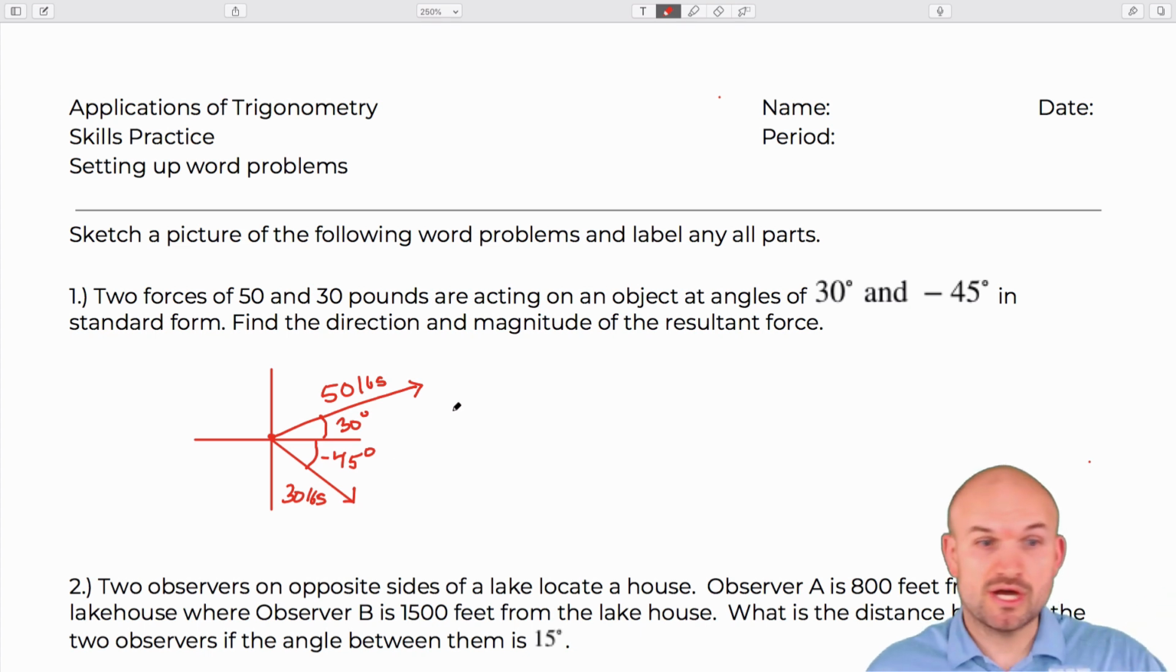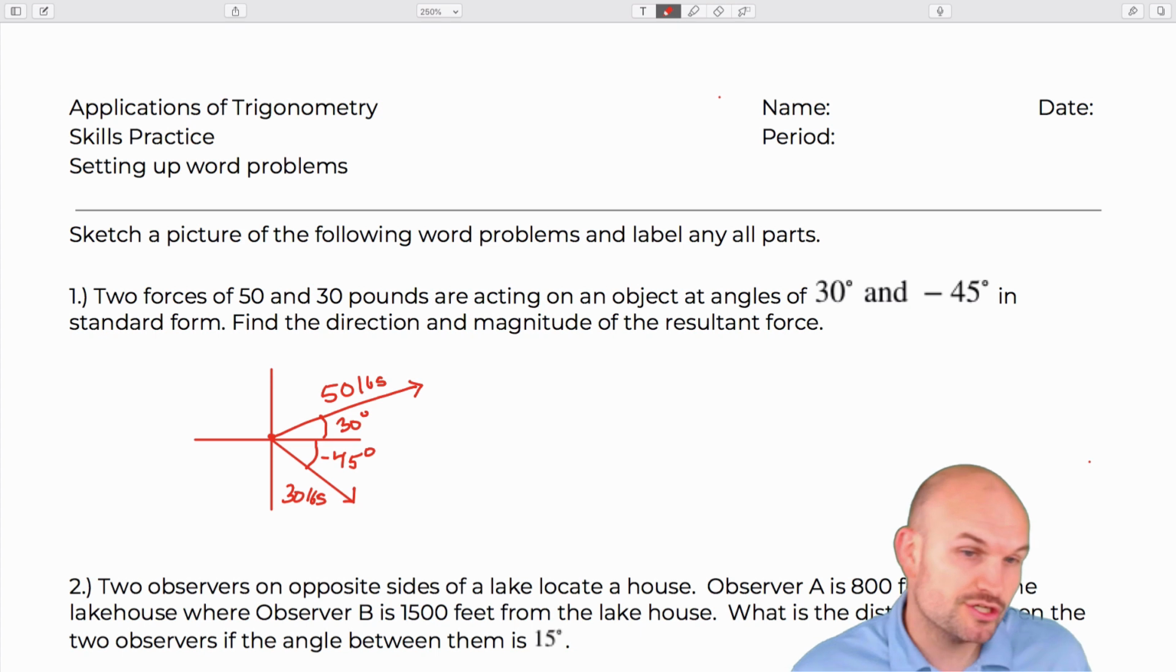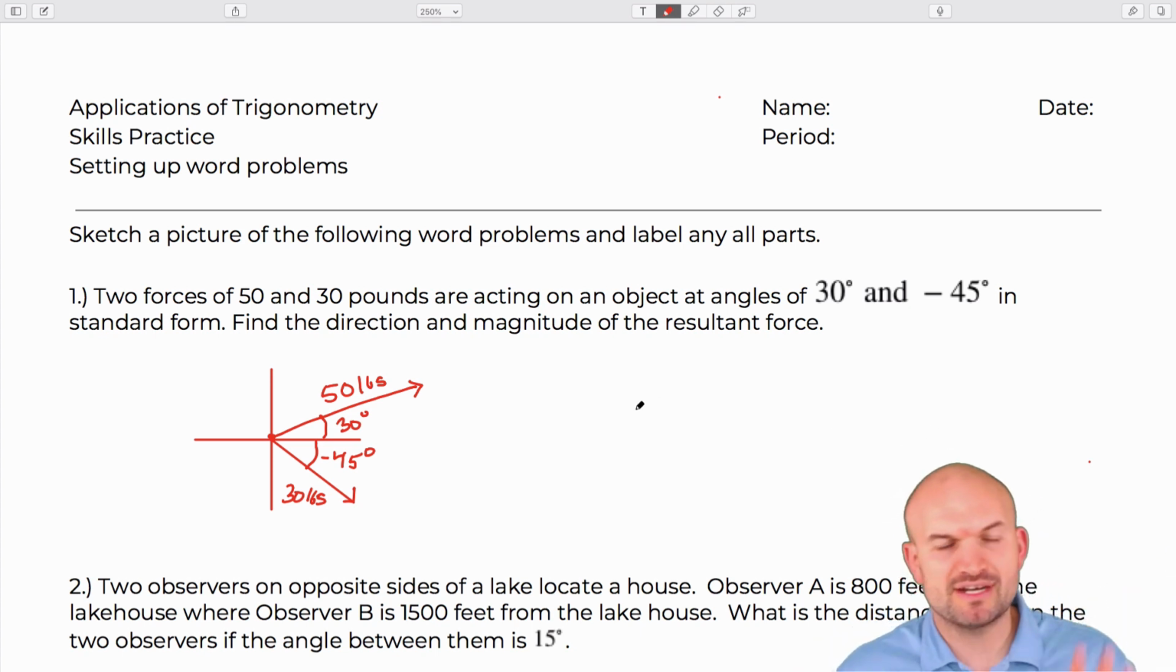Okay, and that's it. That's all we're going to work on. Obviously, you can see there is a question at the end. So if you know what to do, you can go ahead and work on that. But for right now, I just want to practice setting up these equations.